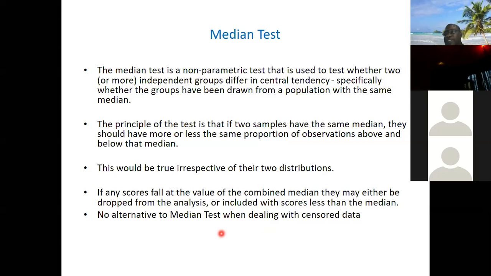You will see that this median test is actually a chi-square test. There is no alternative to the median test when dealing with censored data. So this median test is not as powerful as the Mann-Whitney U test, but it's the only one you can use for censored data when you talk about survival analysis.